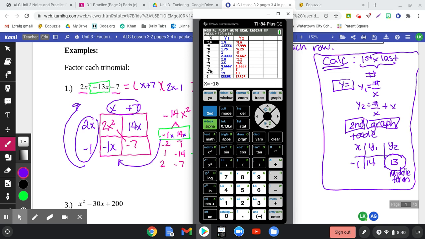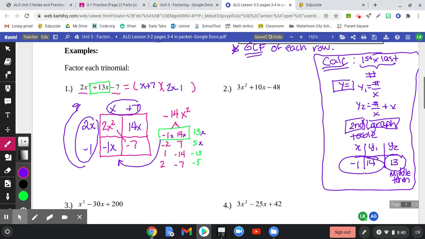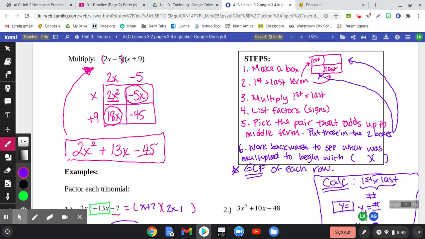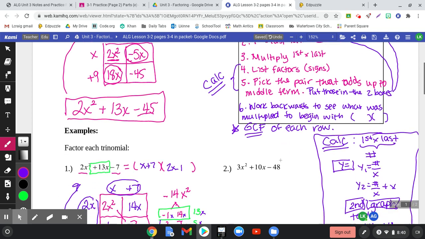And these are all the different ways you can multiply to get negative 14. We're looking for the pair that adds up to 13. Find 13 in this column. Oh, right there. Negative 1 and 14. There's your 2 numbers. Same thing we got by hand. And once you have those, then you follow these steps again. So these 2 steps can be done using the calculator. And we'll practice with both.